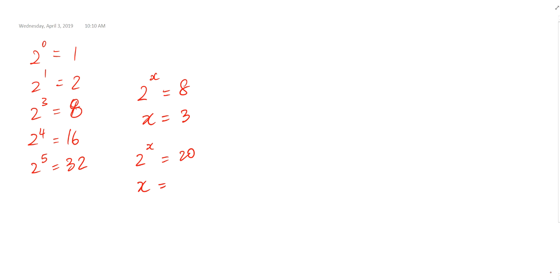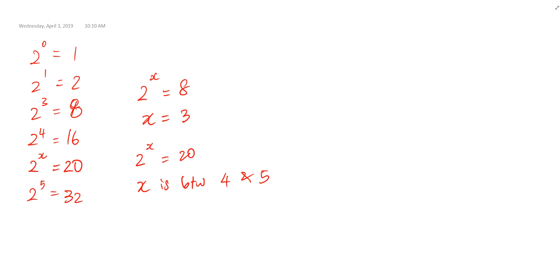X is between 4 and 5. Why do you think so? Because on the left, the powers have 16 to 32, then the number 20 lies in between. Oh, okay. So what it means is that 2 power 5 equals 32. If I want this to be 20, then 2 power x must be here. Is that what you're saying? Yes. Okay, that makes sense.